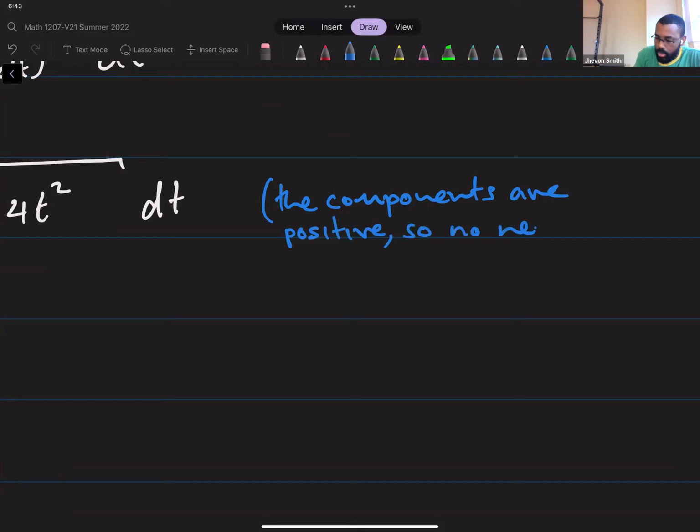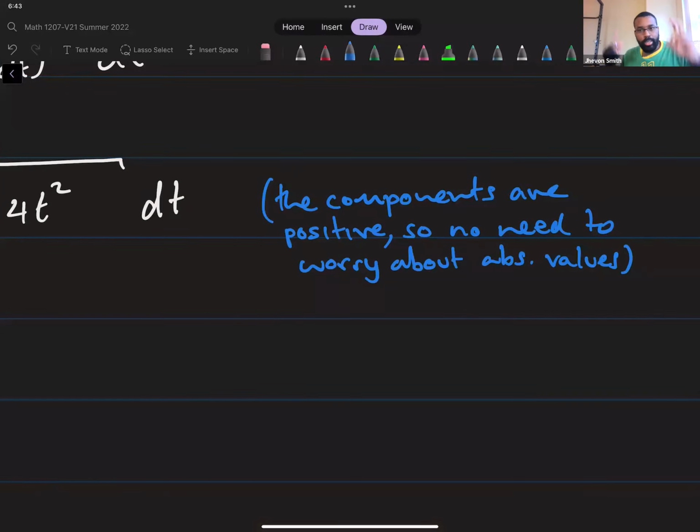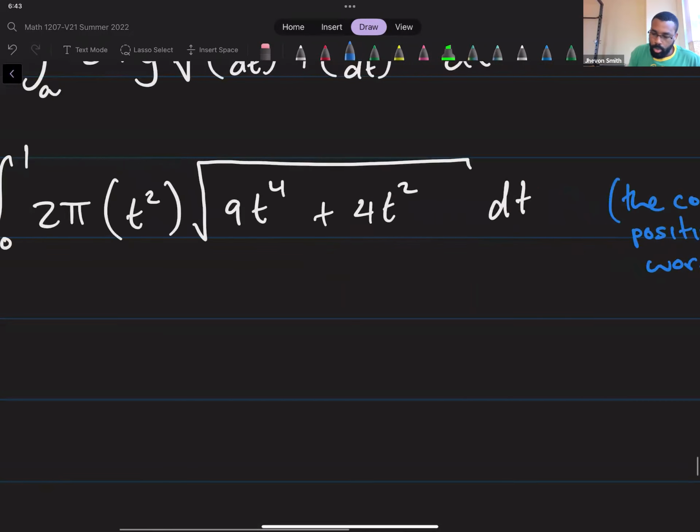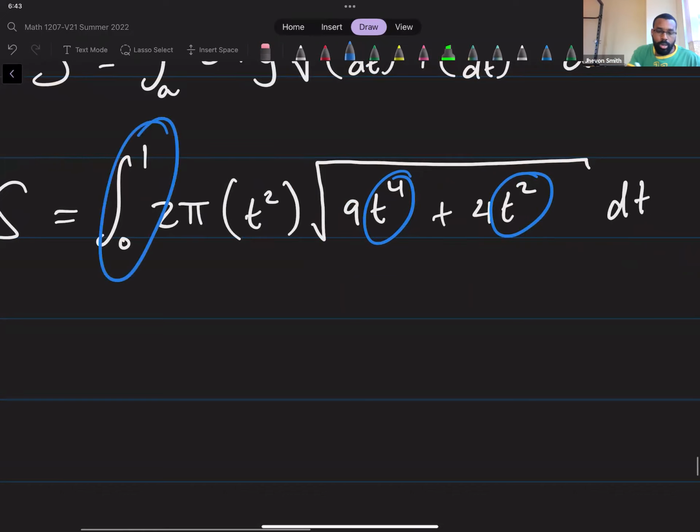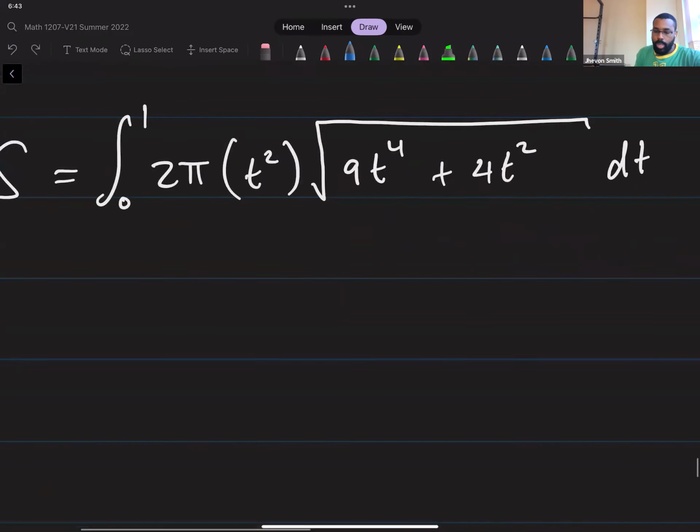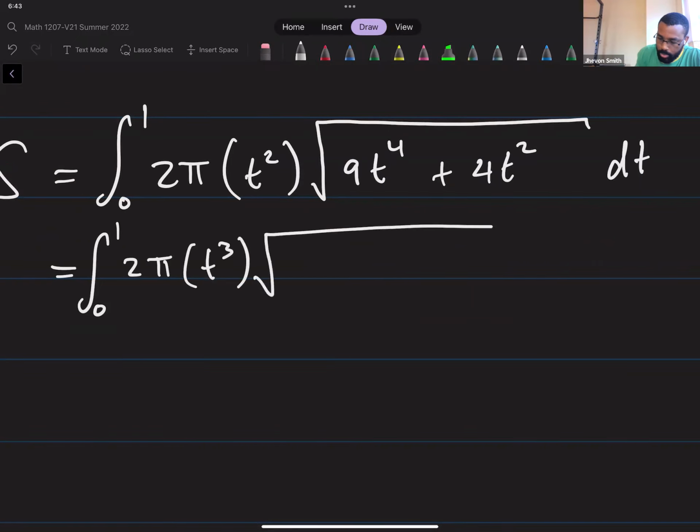So no need to worry about absolute values. Normally when you take the square root of something squared, it's the absolute value of that thing. So I'm going to want to factor out a common t squared from under the radical, pull it out as a radical of t squared, but I don't need to write absolute value of t because my t is between 0 and 1. The absolute value of t is the same as t. So I can pull this out and it will just become t on the outside. So it's t cubed, and this would be 9t squared plus 4.